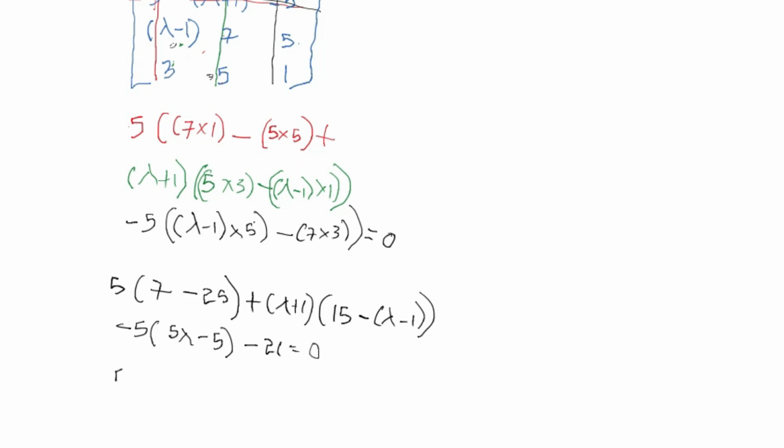Simplifying this further, we are going to have 7 minus 25 is 18. 18 times 5 is 90. We are going to have minus 90 for this place, plus open bracket lambda plus 1 open bracket.